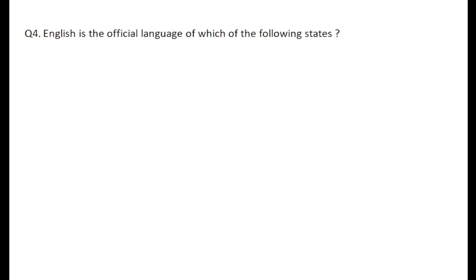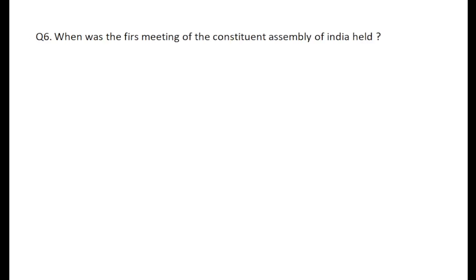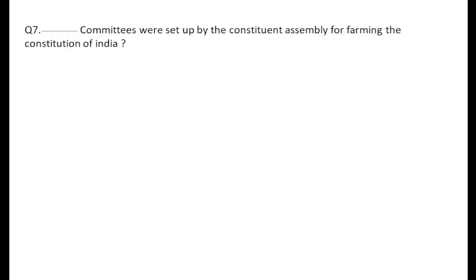English is the official language of which of the following states? Nagaland. Who appoints the Chief Election Commissioner? The President. When was the first meeting of the Constituent Assembly of India held? 9 December 1946. Dash committees were set up by the Constituent Assembly for framing the Constitution of India.